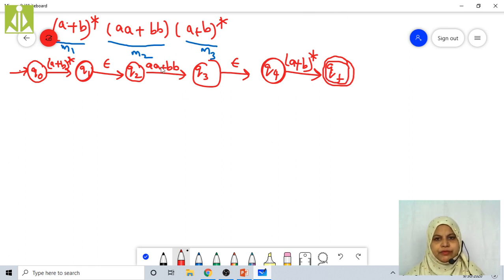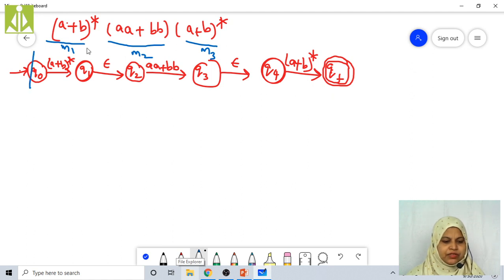Q naught (A plus B) whole star, then epsilon, AA plus BB, epsilon, then (A plus B) whole star. Now we have to solve this equation one by one. For example, in the first case, I am going to solve these two. How are we going to solve these two? See here.